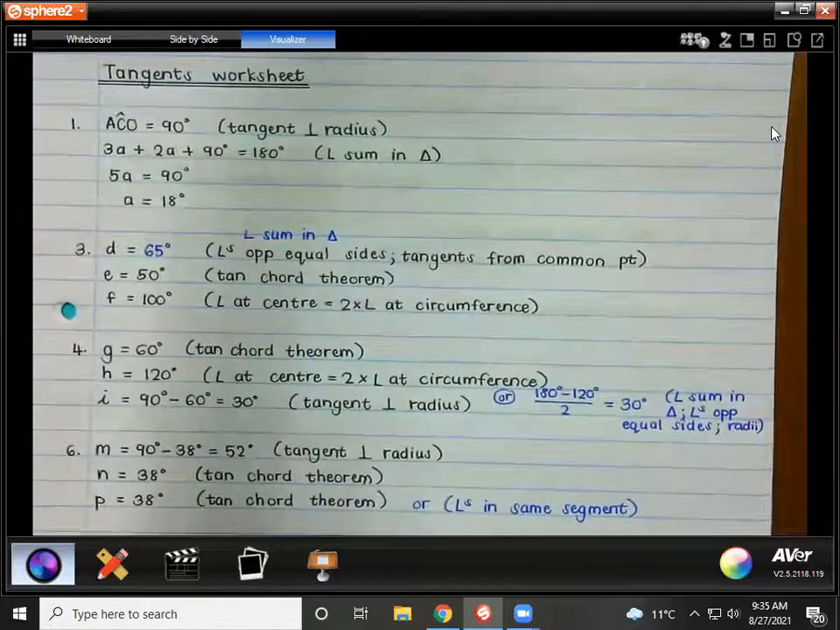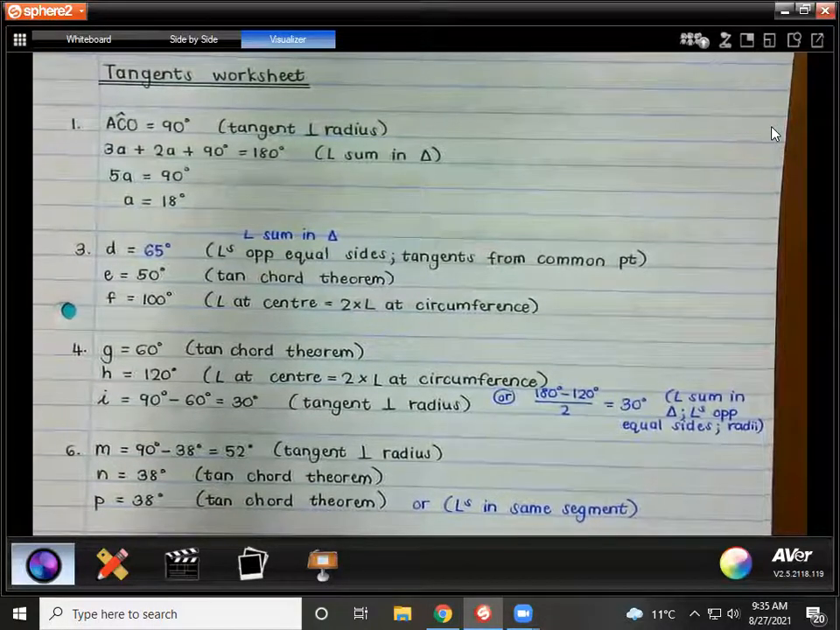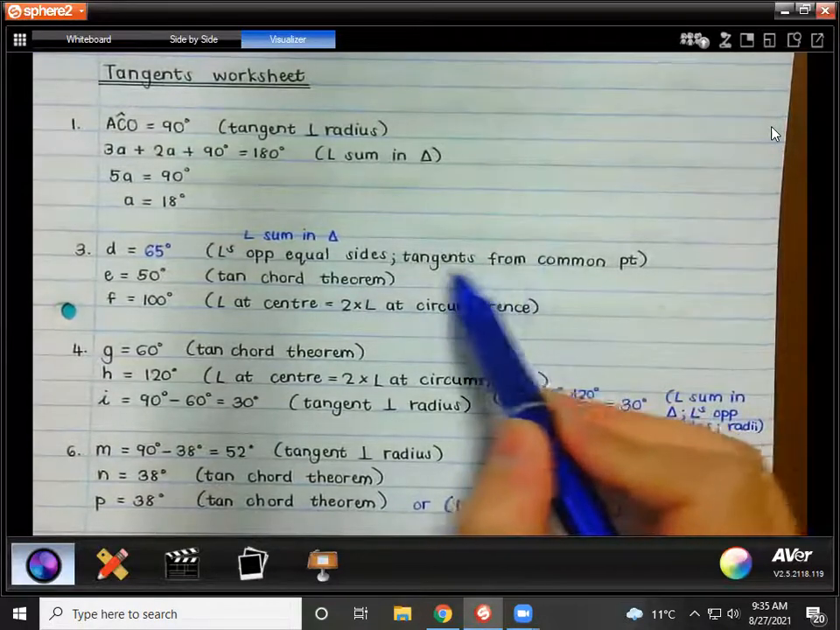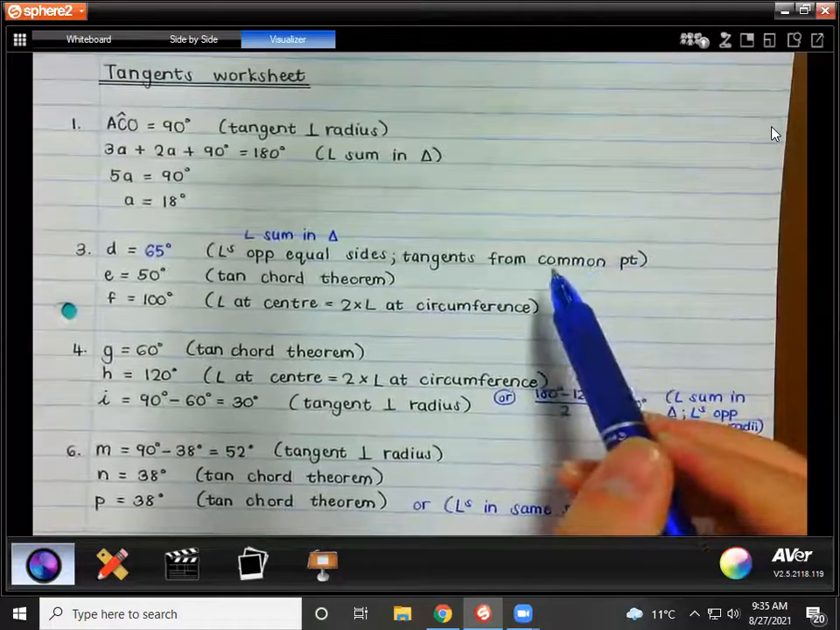Just make sure that you have those three angles. So those are the steps that we used to do quite often when you have the isosceles triangle because of radii. Okay, so where we would normally write radii, we now have to write tangents from common point. That's how we knew that it's an isosceles triangle.